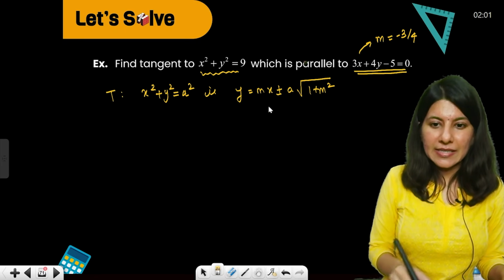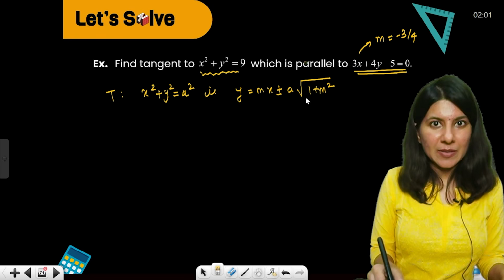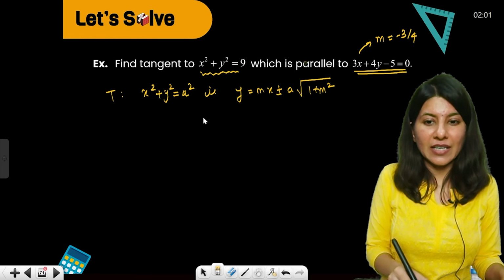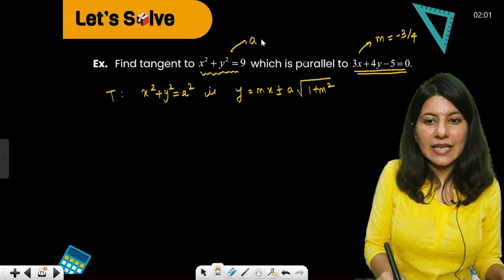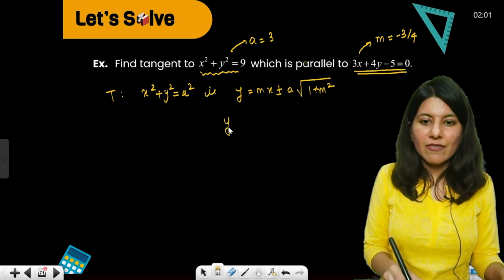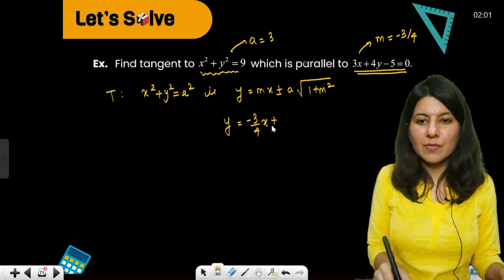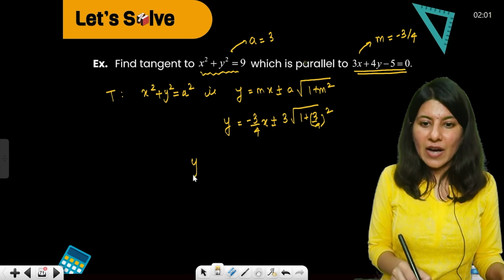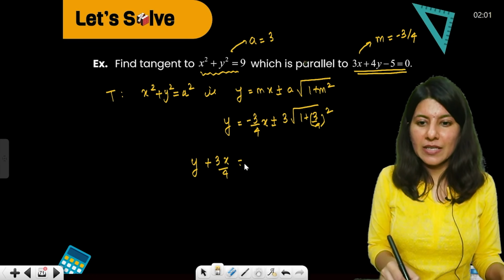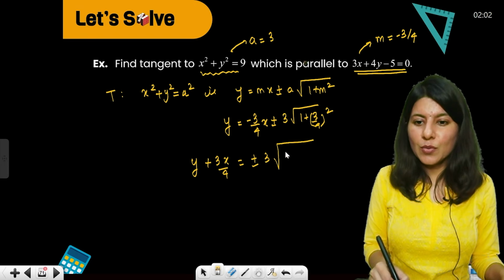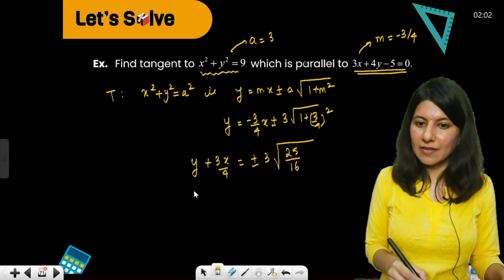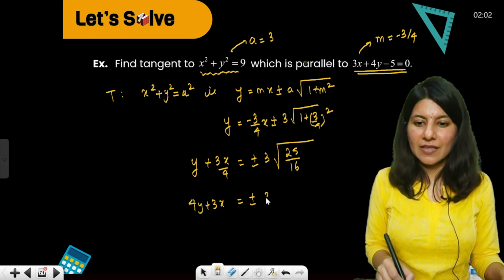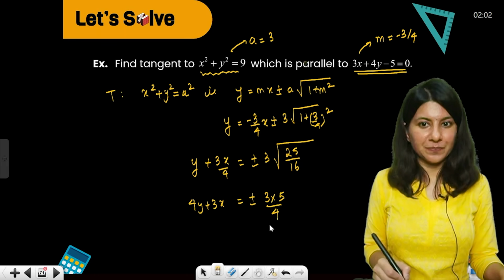Okay? So yes, tangent. Now y is equals to mx plus minus. Okay? So now what you need to do is radius. What is the radius? What is the value of a? So m is this and from here a is 3. Now just plug in the value and you're done. y is equals to minus 3 by 4x plus minus 3 root 1 plus 3 by 4 square. So y plus 3x by 4 equals to plus minus 3 square root of 25 by 16, correct? So 4y plus 3x equals to plus minus 3 into 5 by 4.